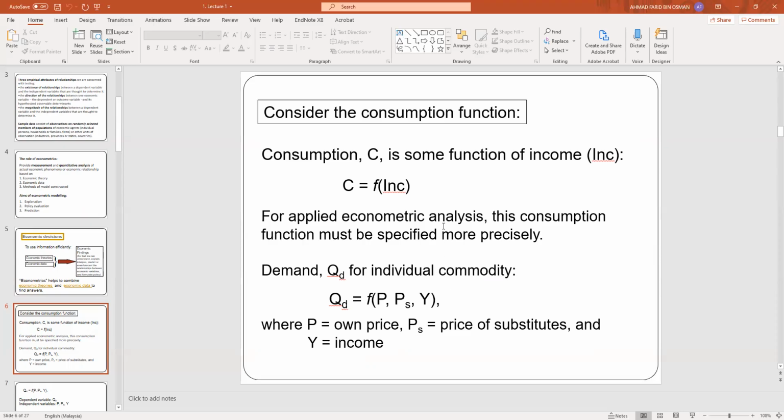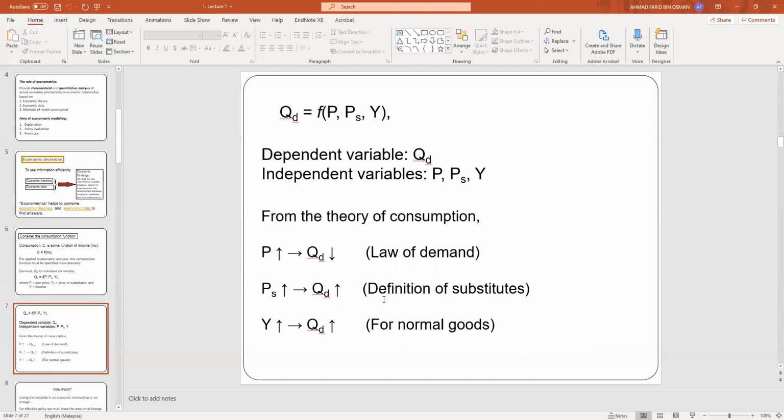So you need to specify all the possible factors so that you can include all these factors in the model. So in this case, the dependent variable is the demand, and then the independent variables are the price, the substitute price, as well as income.